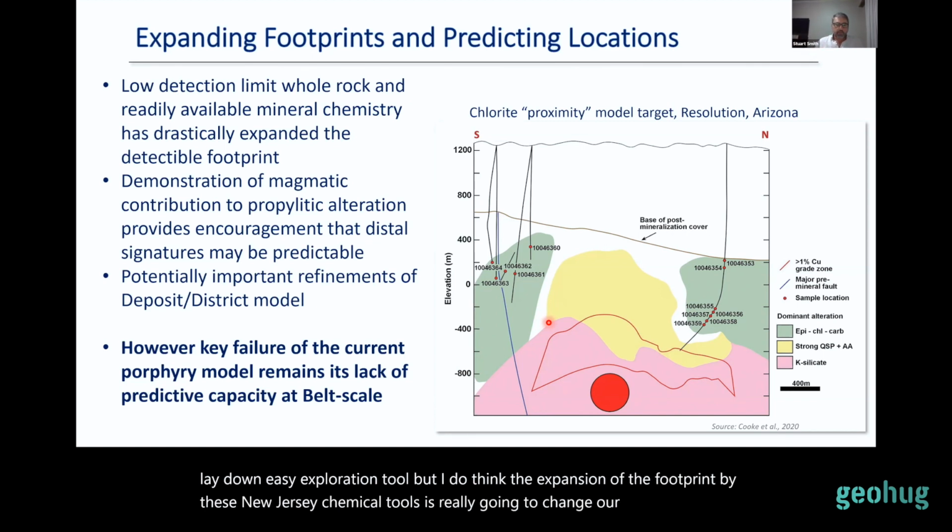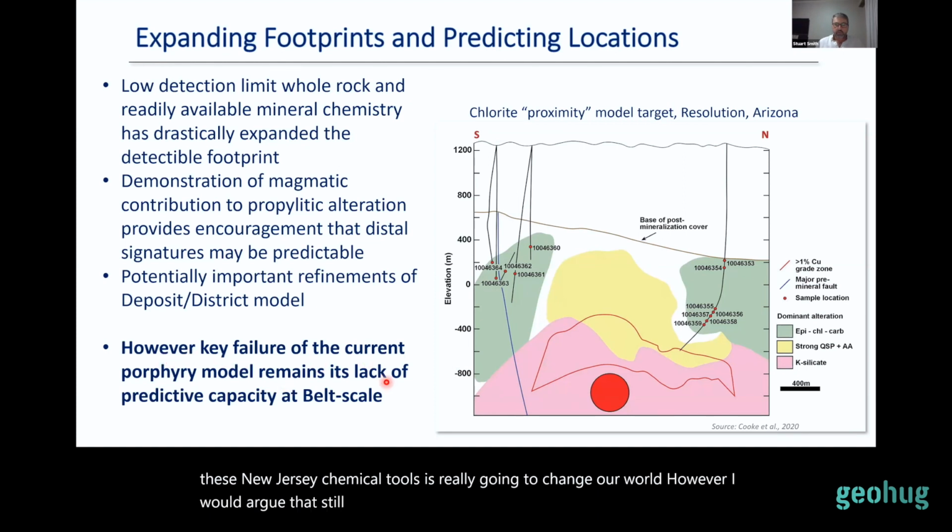However, I would argue that our key failure of the current porphyry model is not at this scale, that it's the lack of predictive capacity at the belt scale.